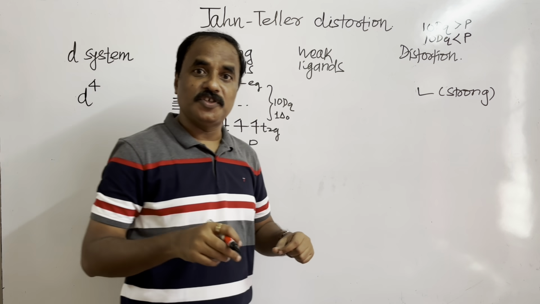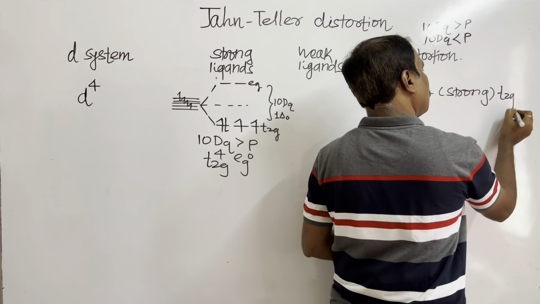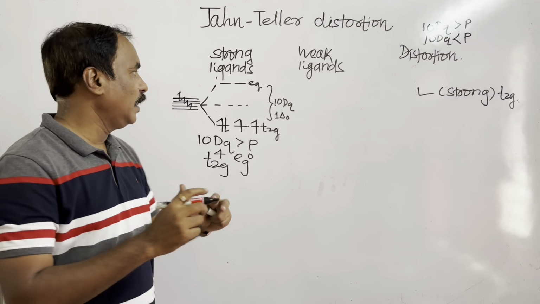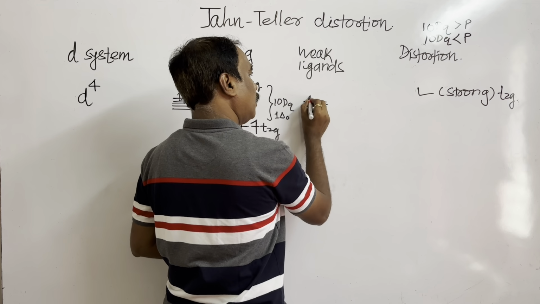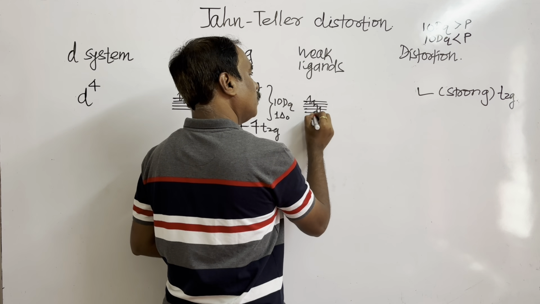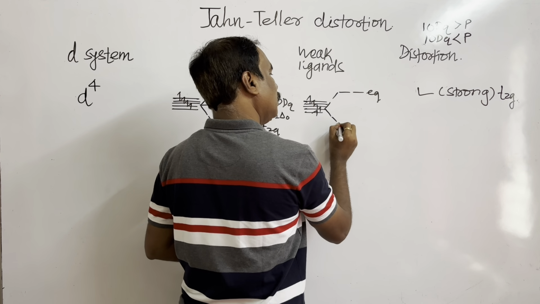Isn't it? And who is responsible for this? T2G is responsible for this distortion. Now attack of weak ligands. Here 4 electrons. Splitting of d atomic orbitals. Here it is Eg. Here it is a T2G.